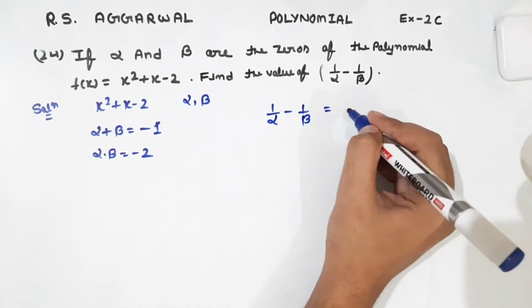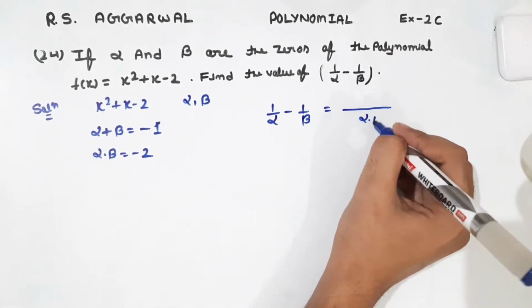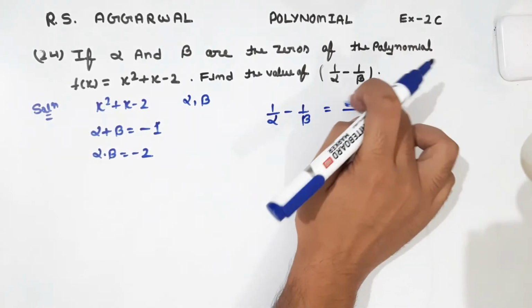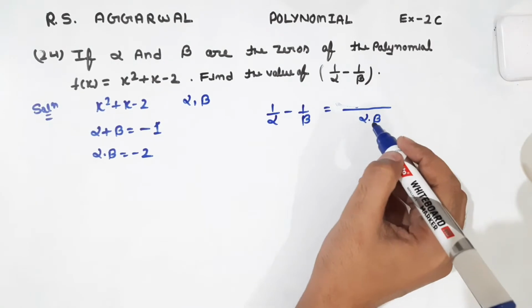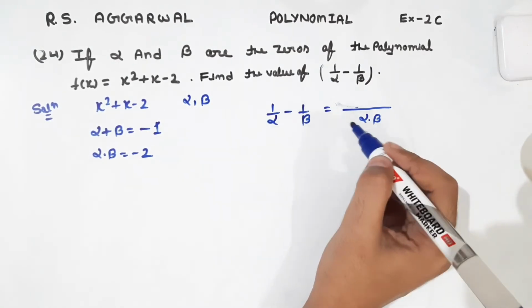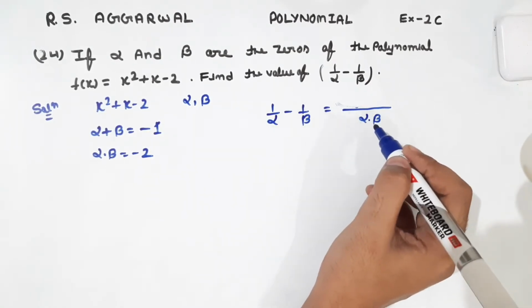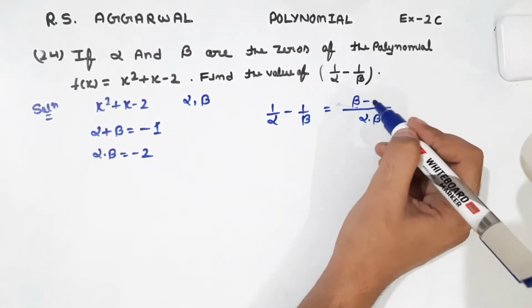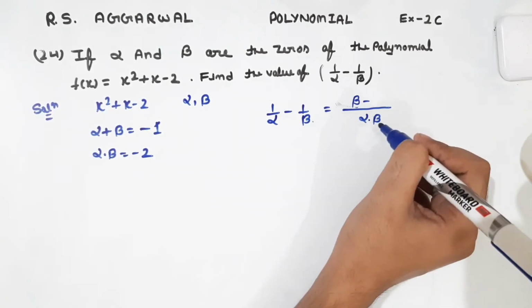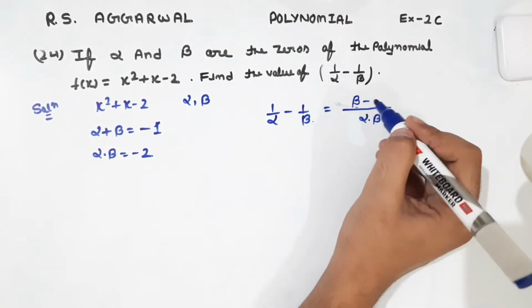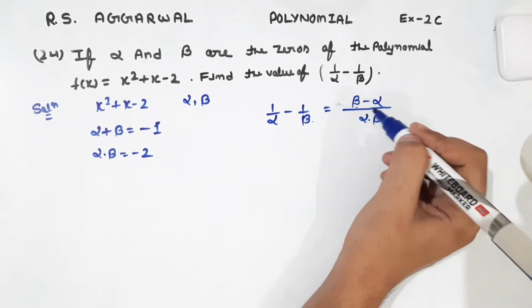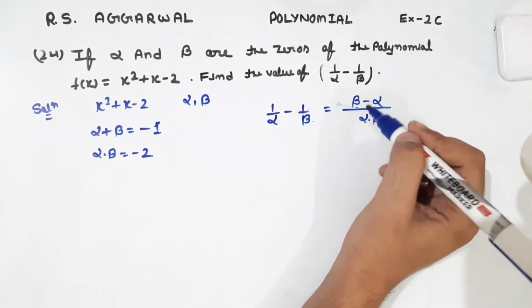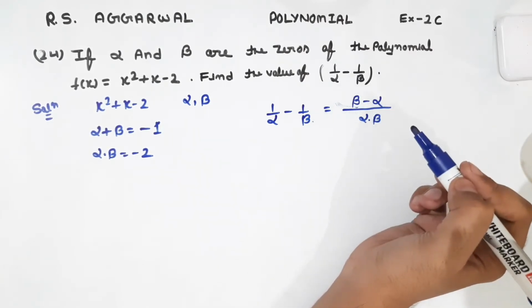So this will be equal to alpha beta in the denominator, and alpha beta is the LCM. Alpha will be cancelled out from alpha, beta will be multiplied to 1. So beta minus, beta will be cancelled out from beta. So alpha will be multiplied to 1, minus alpha. So here we need the value of beta minus alpha, and we already have alpha into beta. So firstly we will find beta minus alpha.